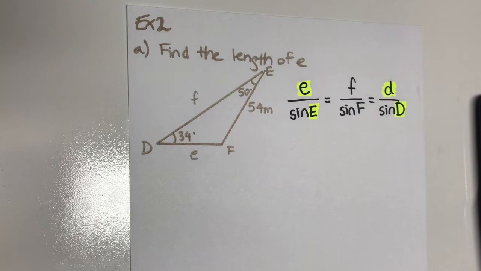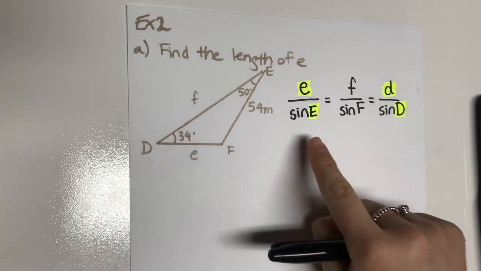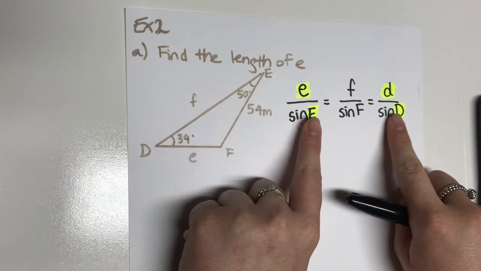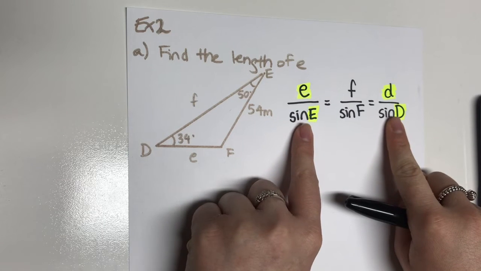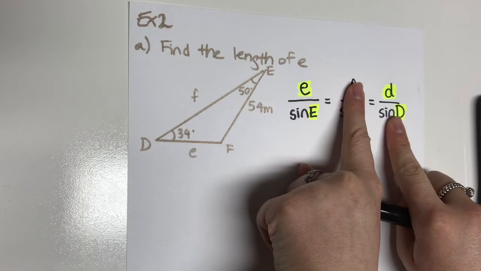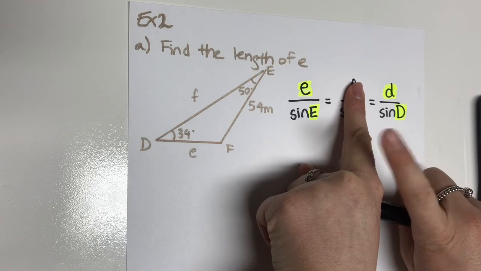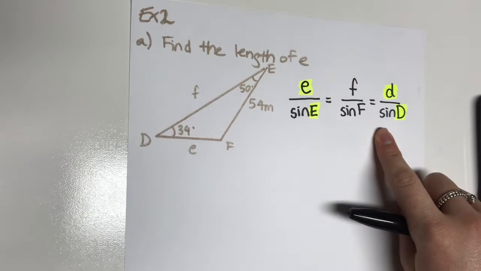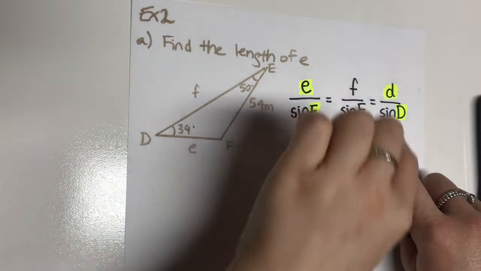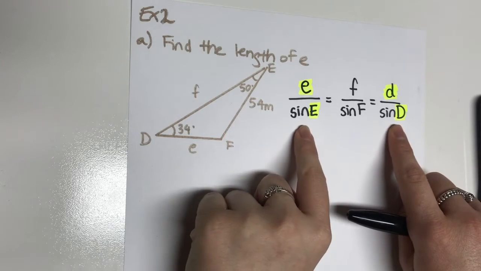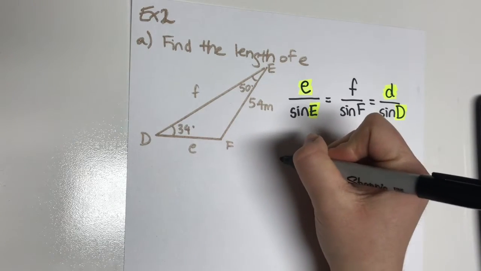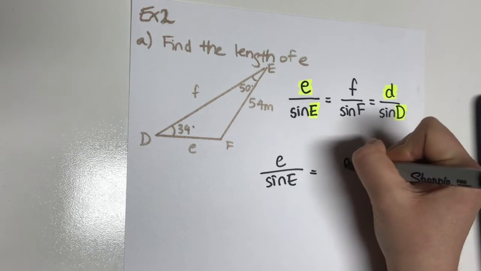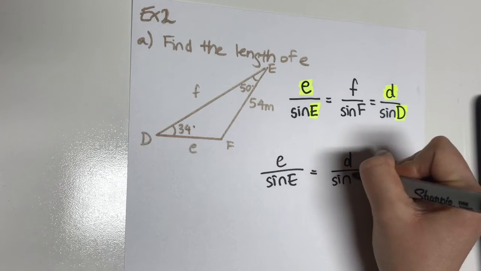Okay, so because I have and I need information from these two ratios, those are the two that I'm going to use for my formula. I'm going to ignore this one because I don't have information there. I'm not looking for information there, so I really don't need to worry about the ratio of side length F and angle F. I'm just going to worry about these two ratios. So that's the formula that I'm going to write out: e over sine E is equal to d over sine D.